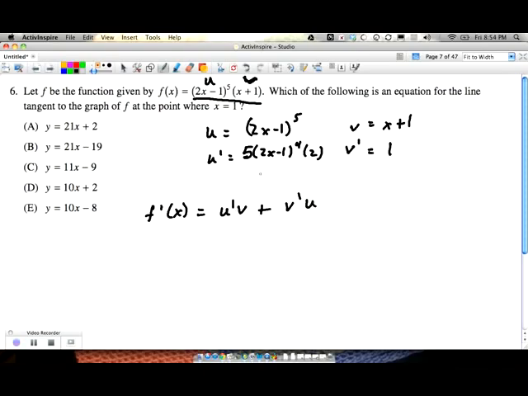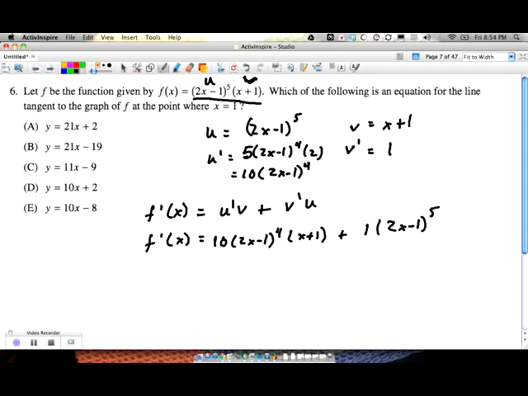Right, so u prime v, that's going to be 5 and 2 really makes 10. So this is 10 times 2x minus 1 to the 4th. So we have 10 times 2x minus 1 to the 4th times v, which is x plus 1. And then what else do we have here? Plus v prime u. Well, v prime is just 1. And u is 2x minus 1 to the 5th. So that is our derivative.